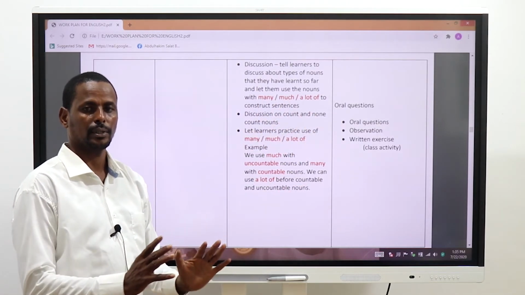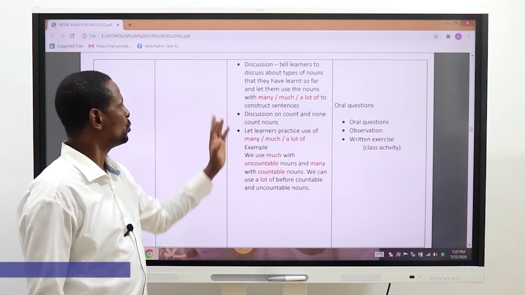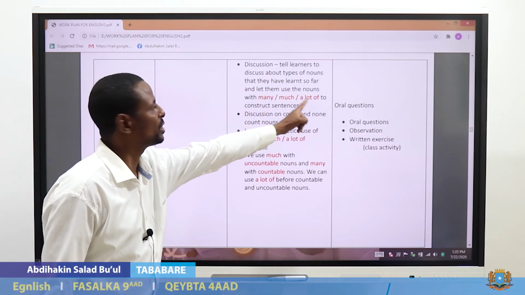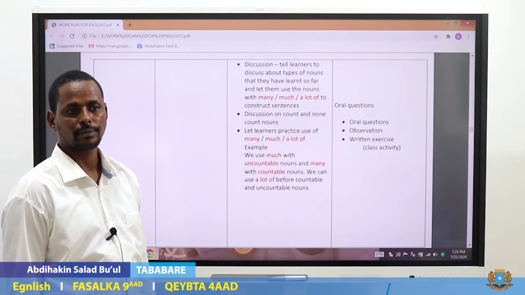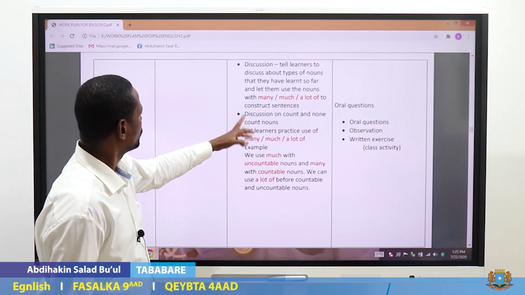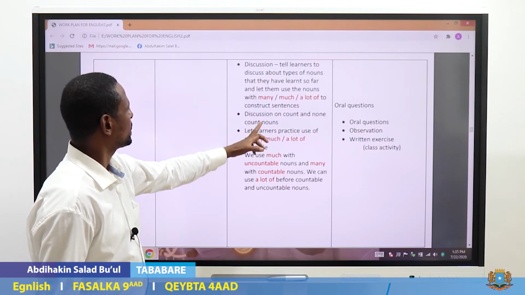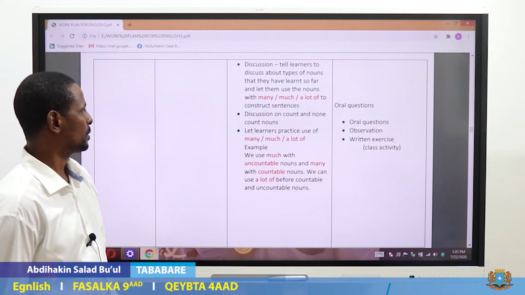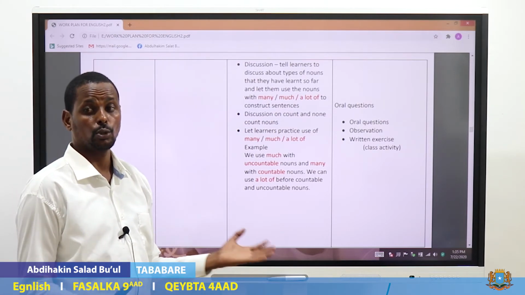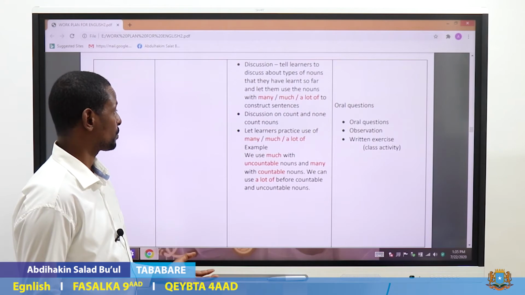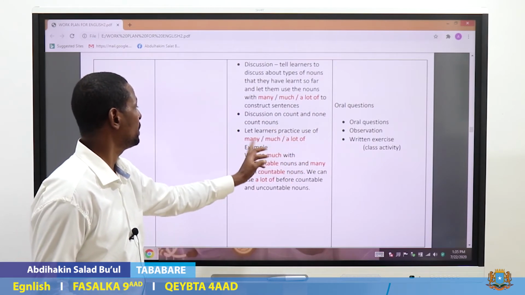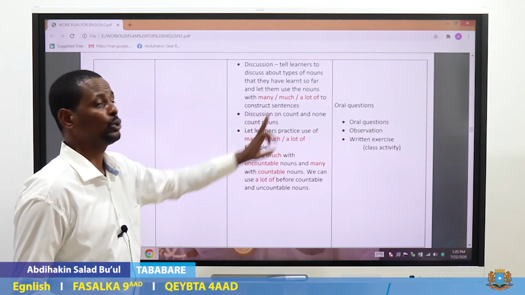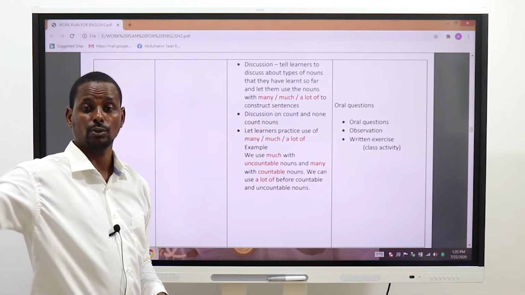Give them time. Let them construct sentences using nouns of their choice, but with these quantifiers. Then discussion. Again, let them discuss count and non-count nouns. Those nouns that we can count and those we cannot count. Let learners practice the use of many, much, a lot of. Because here, which quantifier will we use with count nouns? Those nouns that we can count.